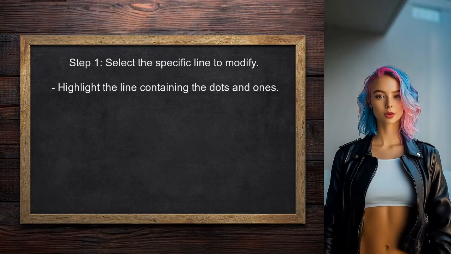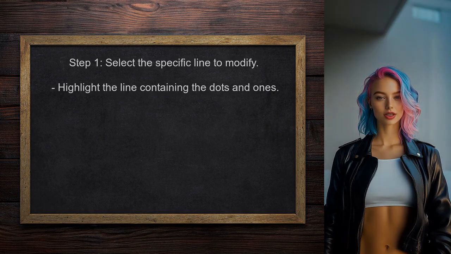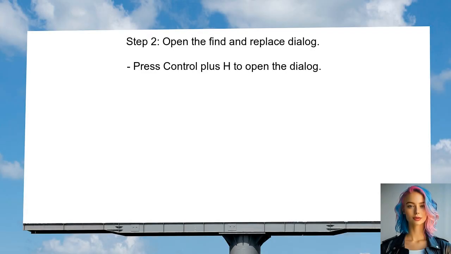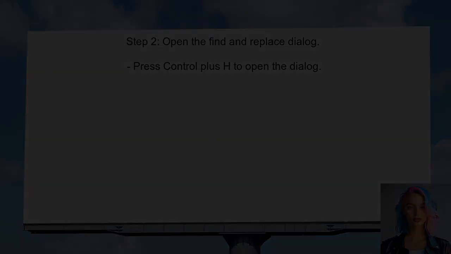To begin solving this issue, the user should first ensure that they have selected the specific line they want to modify. This is crucial for the find and replace function to work correctly. Next, the user needs to open the find and replace dialog. This can be done by pressing Ctrl+H on their keyboard. This will bring up the find and replace interface.